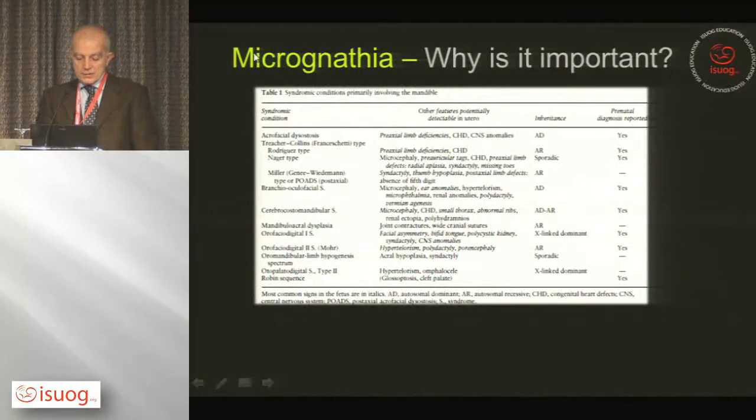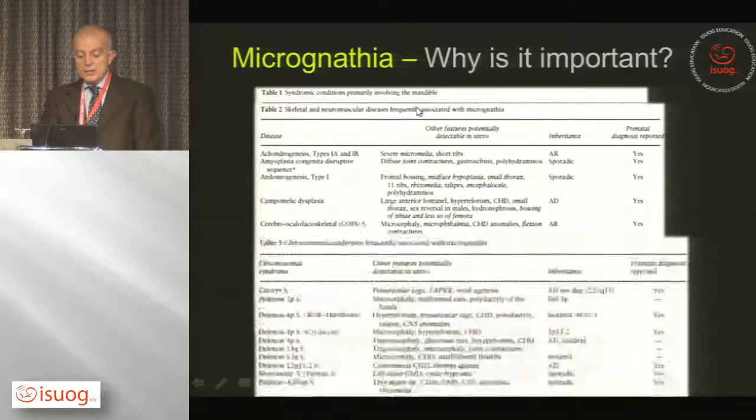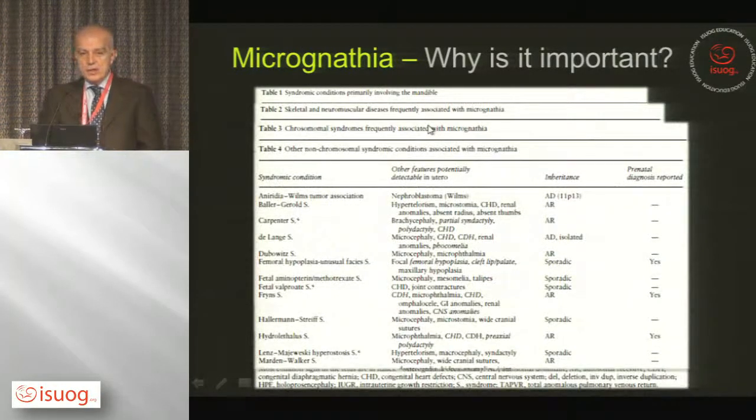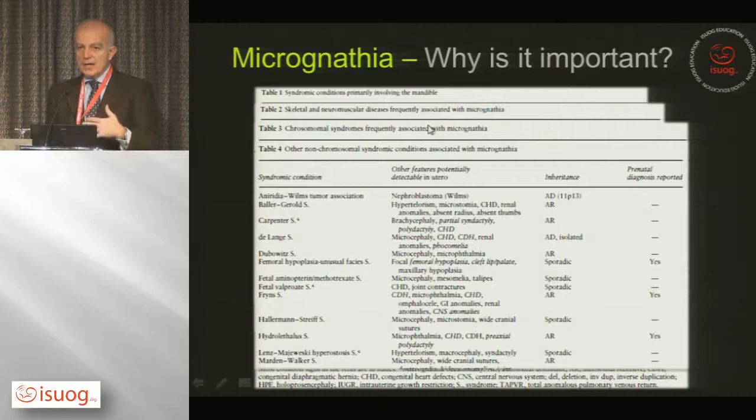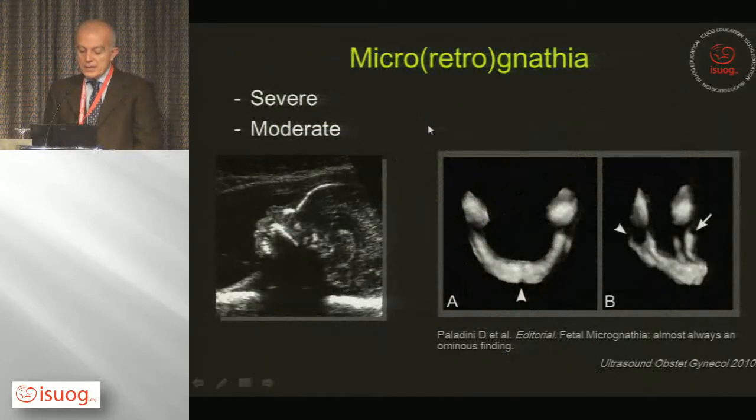Don't lose your eyes in looking at these tables. These are only to remind you that you have 4 groups of syndromic conditions that can be associated with micrognathia. Primary dysostosis of the mandible. You may have chromosomal syndromic condition, skeletal dysplasia, and non-chromosomal syndromic condition. A very long list of abnormalities. If you run this search in the OMIM website, you come out with hundreds of hits, and this is why diagnosis of micrognathia is very, very important.